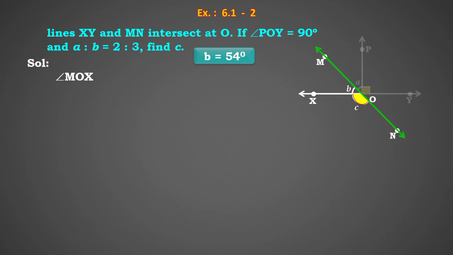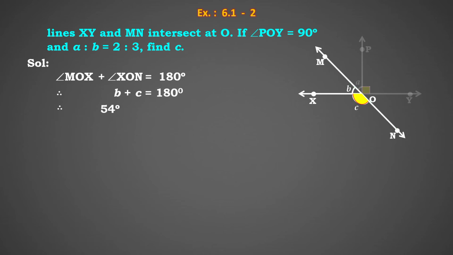Angle MOX plus angle XON equal to 180 degree since they are linear pair. So, b plus c equal to 180 degree. Therefore, 54 degree that we got earlier for b plus c equal to 180 degree. So, c equal to 180 degree minus 54 degree, that is equal to 126 degree. Hence, c equal to 126 degree.